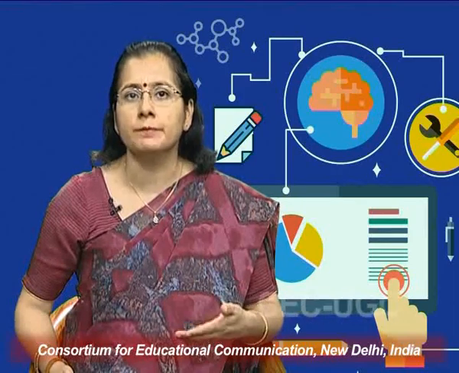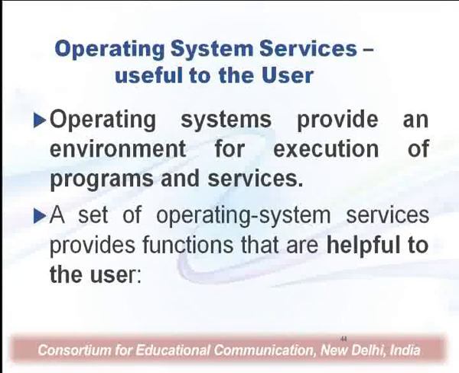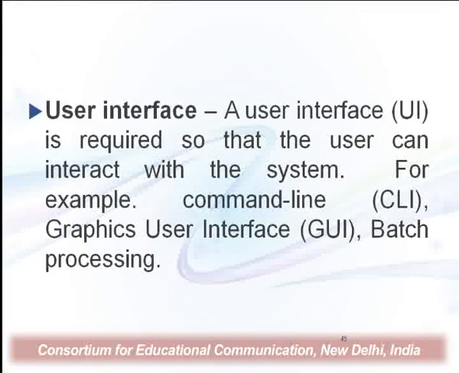Now the operating system provides a lot of services. Some of these services are those which a user like you and I directly use. The operating system provides an environment for execution of programs and services. A set of operating system services provide functions that are helpful to the user. For example, a user interface. We generally like to use a system which has a good user interface, and it could be a command line interface, but more popular are the graphical user interface that we use in Windows, and then the touchscreen has a specific type of interface.